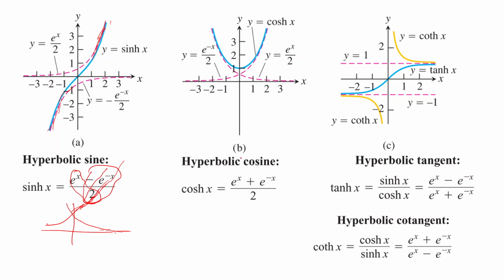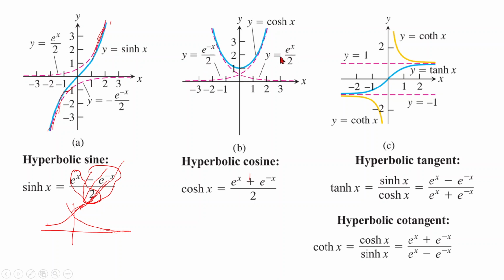What is hyperbolic cos? E power x plus e power minus x by 2. So again, e power x and e power minus x. Everywhere if you add, they will just add up. It is always positive. It is symmetric with respect to the y-axis also.